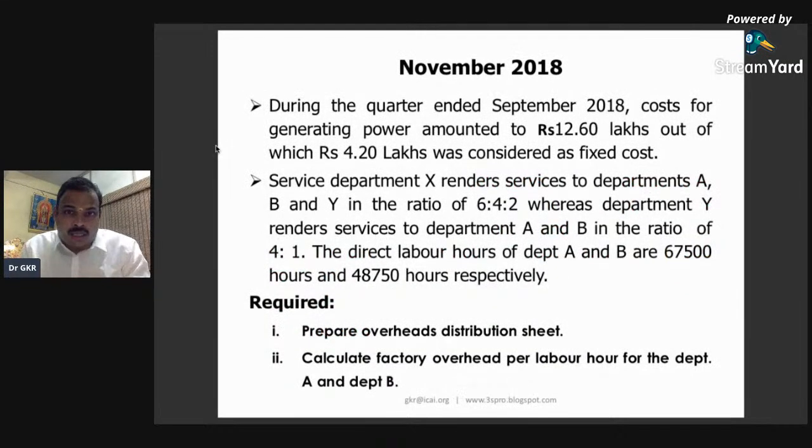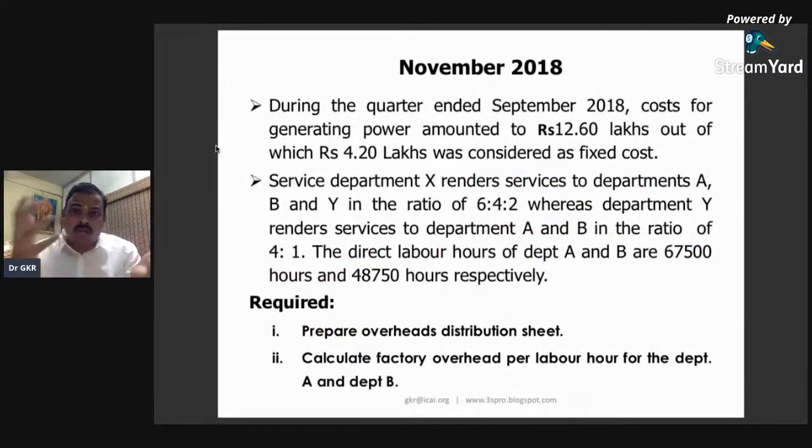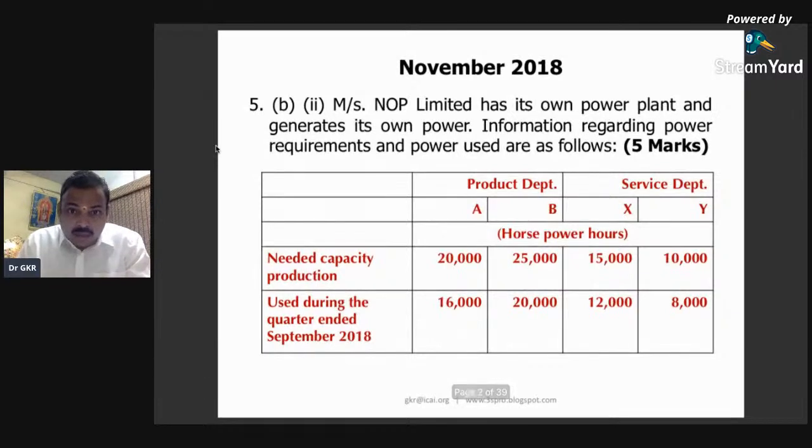So during the quarter ended September 2018, this is for a quarter, so 3 months. Please be very clear about it. All these small things you need to focus on. Cost for generating power, okay? Because for power you need water. You have to boil the water, make it steam, and then send it to the steam turbine, then the turbine will run, and based on the turbine you will get the generation of power. So that is what it is.